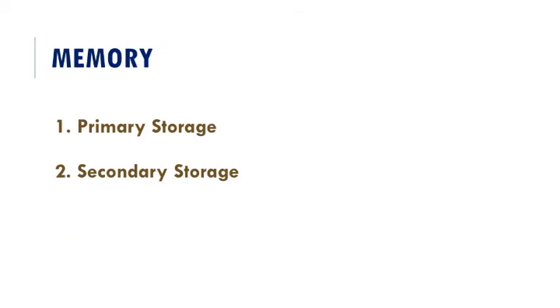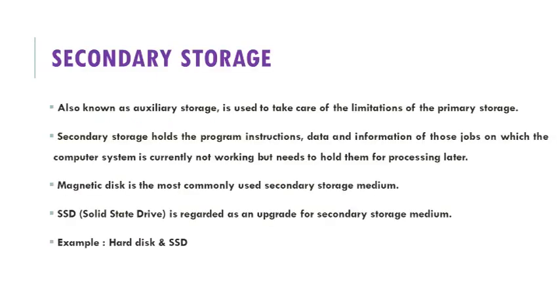So these are the two major storage devices of the computer memory. The first one is the primary storage, the second one is the secondary storage. So that's regarding the two types of storage devices. The example for the secondary storage is the magnetic disk, which means the hard disk, is the best example for the secondary storage devices.